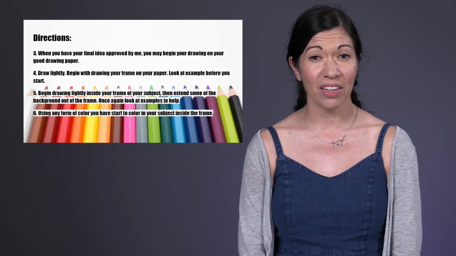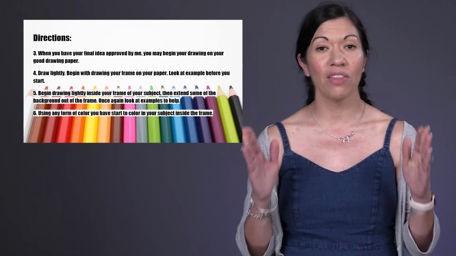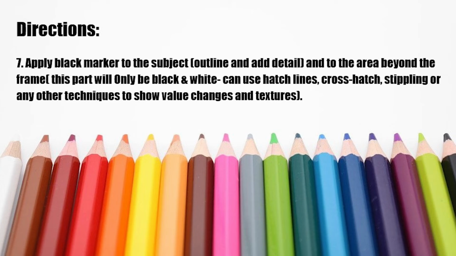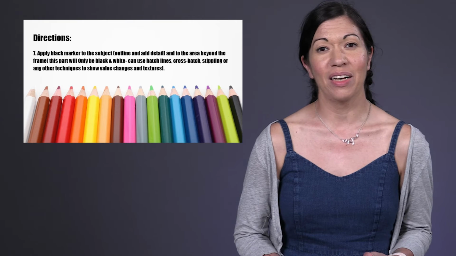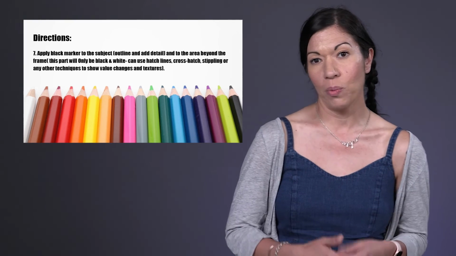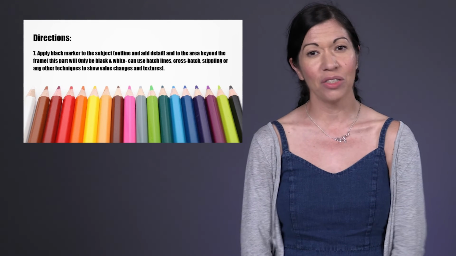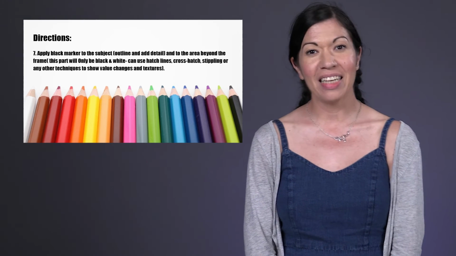Using any form of color you have, start to color in your subject inside the frame. Then apply black marker to the subject, outline, and add detail. And to the area beyond the frame, this part will only be in black and white. You can use hatch lines, cross-hatch, stippling, or any other techniques to show value change and textures.